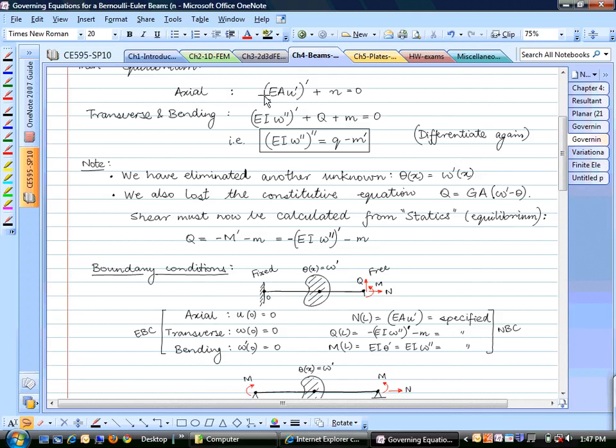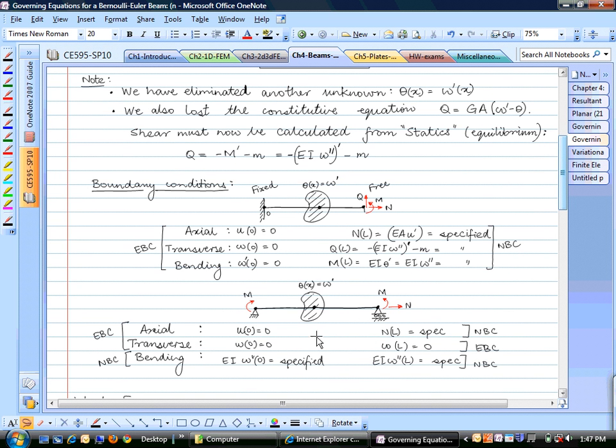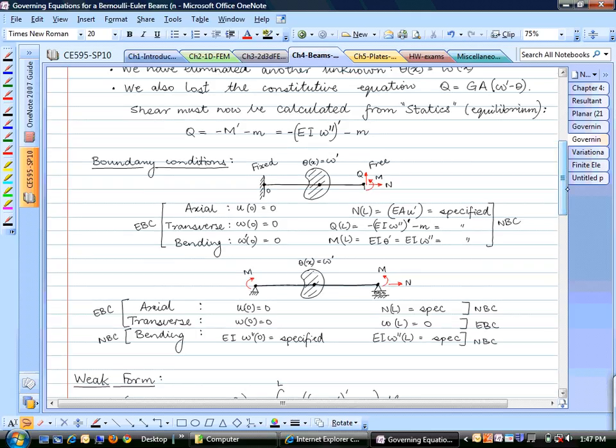You have a second order equation here. For that, you need two boundary conditions. You have a fourth order equation here. So for that, you need four boundary conditions. Okay? So in total, what you have is two boundary conditions for the axial part and four boundary conditions for your transverse and bending equation. So this is basically the strong form of the equations for your Bernoulli Euler beam.